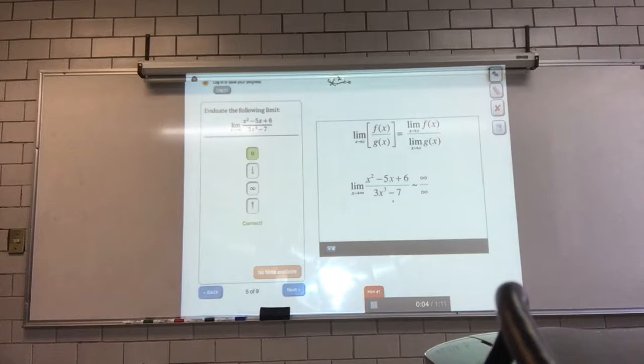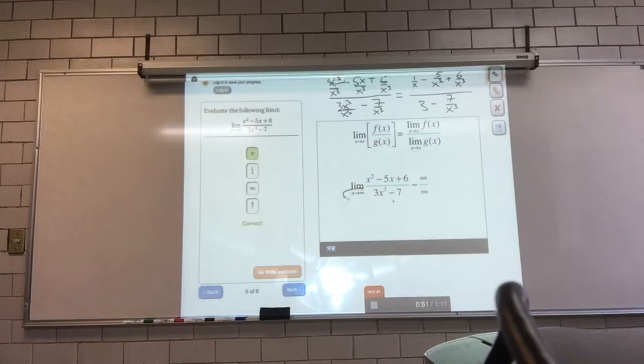Let's rewrite this expression up here. It's x squared minus 5x plus 6 over 3x cubed minus 7. One thing that'll help with these rational expressions is to divide the top and bottom by the highest power that we see. In that case, it's an x cubed here. So I'm going to divide every single term by an x cubed, the numerator and the denominator. So then, our expression becomes 1 over x minus 5 over x squared plus 6 over x cubed, divided by 3 minus 7 over x cubed.